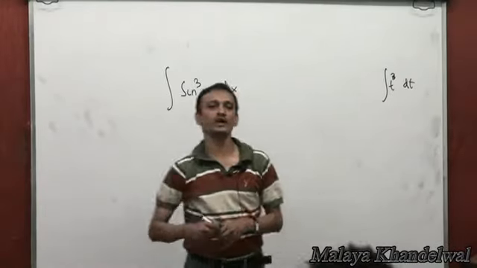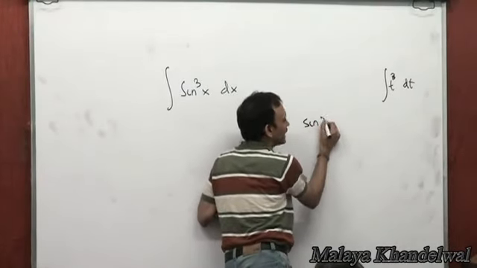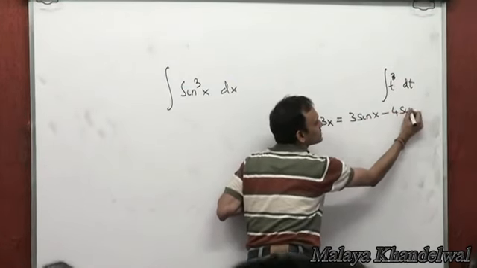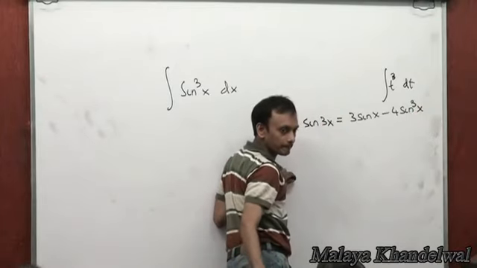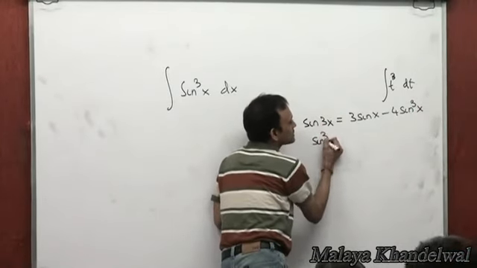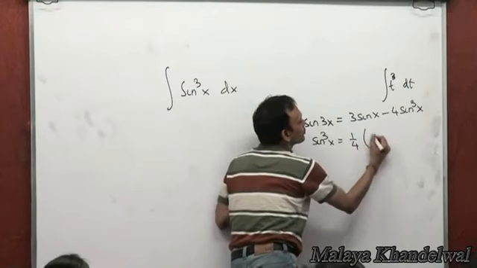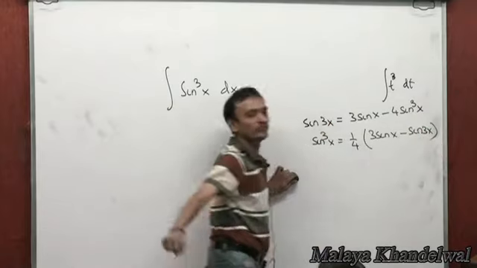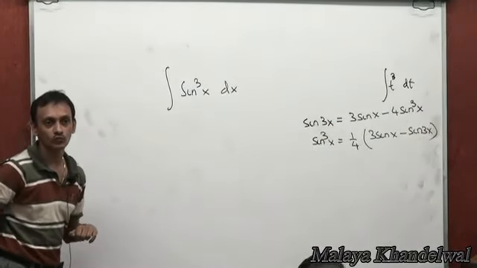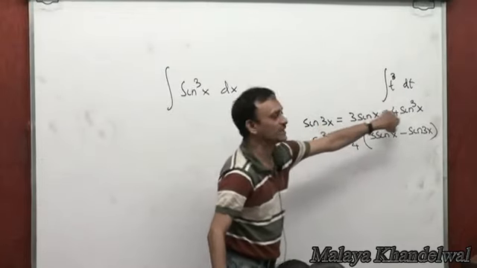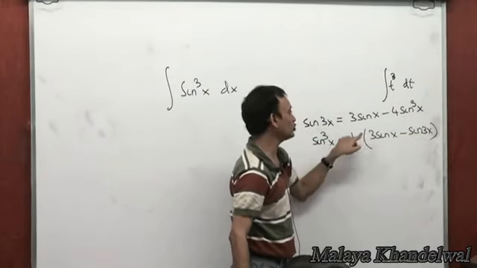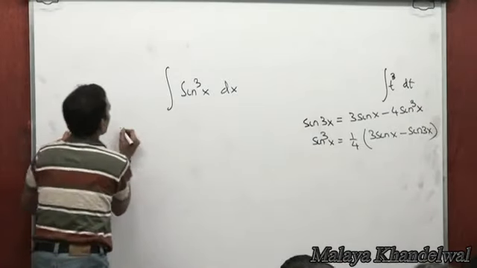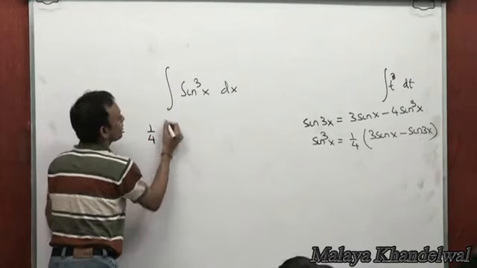Why would you not think of sin 3x, 3 sin x minus 4 sin cubed x? So sin cubed x is 1/4 of 3 sin x minus sin 3x, yes or no? Sin 3x is 3 sin x minus 4 sin cubed x. So sin cubed x would be 3 sin x minus sin 3x by 4, right? So might as well write this sin cubed x as 1/4.